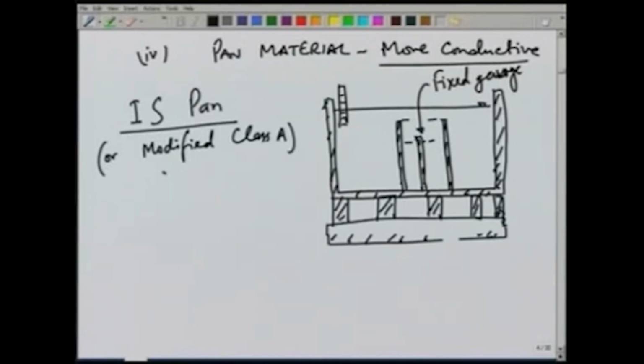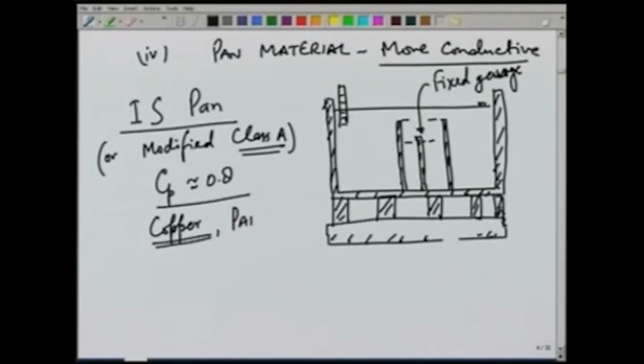This pan has a coefficient Cp of about 0.8, and the other modification which is done in class A pan, that we had used galvanized iron in class A pan, but in IS pan typically we use copper as the construction material. It is also painted white on the outside.